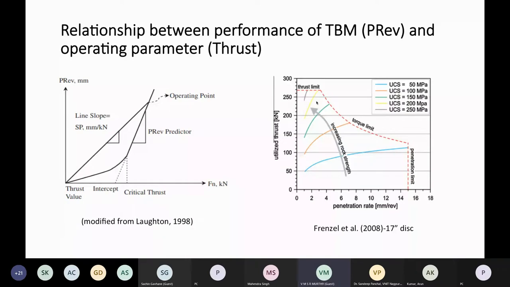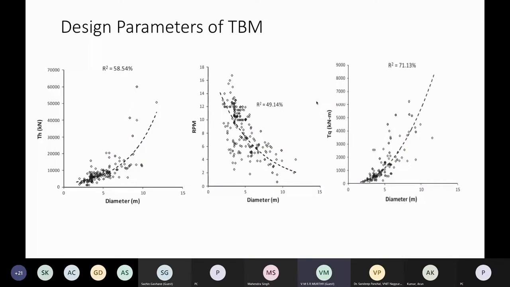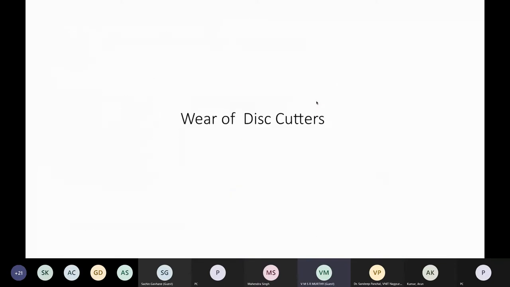And this is just to fix the operational parameters, like what RPM I should have, what thrust I should have, what torque I should have for a given penetration. This is how the relationships of different authors I've just picked up and placed here. And I'll not go into details of this.